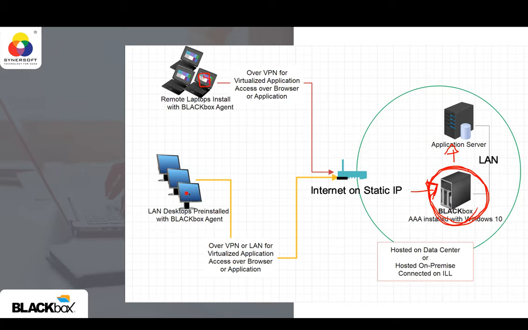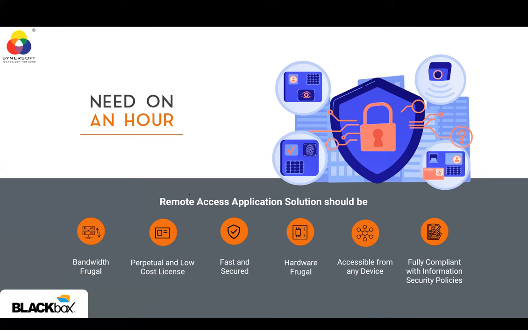Now I will again go back to the wish list. So we have seen that it is bandwidth frugal because it does not require so much bandwidth, as it is transmitting only keyboard and mouse clicks. It is perpetual and low license cost because it does not require Windows Server license, RDP, CAL, whatever. It is fast and secure because it is operating on VPN. It is hardware frugal. We are not putting Windows servers and all. We are just putting Windows 10.